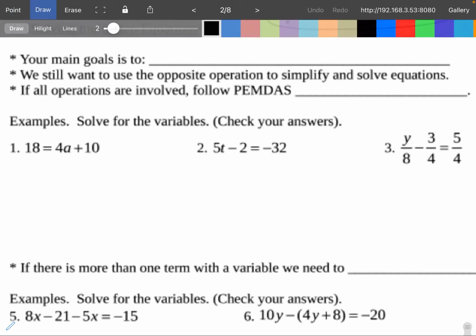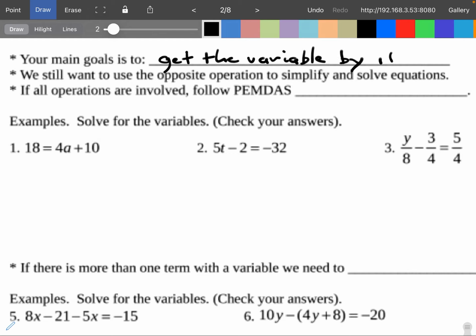All right, here we go. So the first blank up there says your main goal is to get the variable by itself. All right, and we're still going to use the opposite operations like we were yesterday. But this time we're going to have multiple steps.